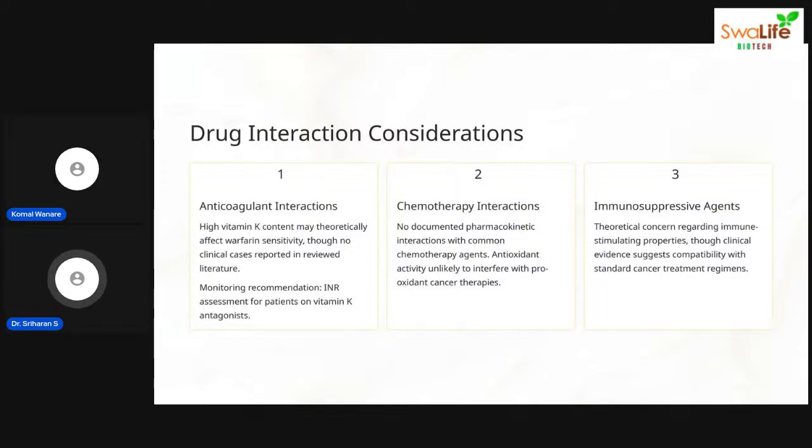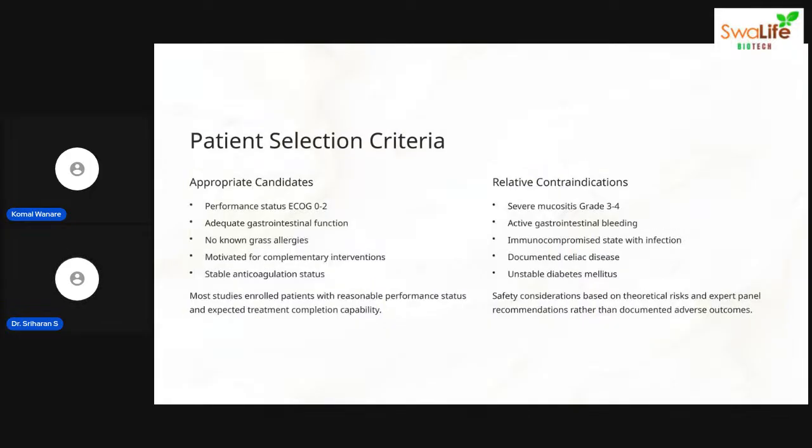The immunosuppressive agent interaction is that taking wheatgrass will alter the therapeutic effect. You know what is meant by therapeutic effect: it will alter it, giving a decrease or an increase. It will decrease the concentration. Likewise, with an immunosuppressive agent, it will alter its therapeutic effect.